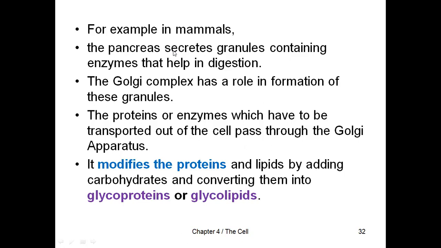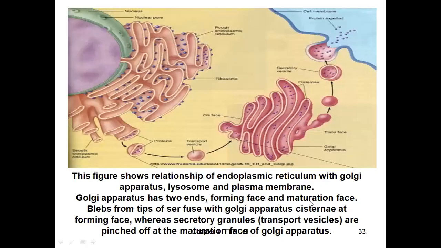What does the Golgi complex do there? The Golgi complex has a role in the formation of these granules in the pancreas. The proteins or enzymes which have to be transported out of the cell pass through the Golgi apparatus. It modifies the proteins and lipids by adding carbohydrates and converting them into glycoproteins and glycolipids. Okay? Let's move ahead.